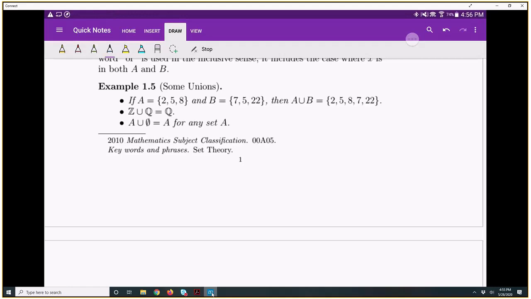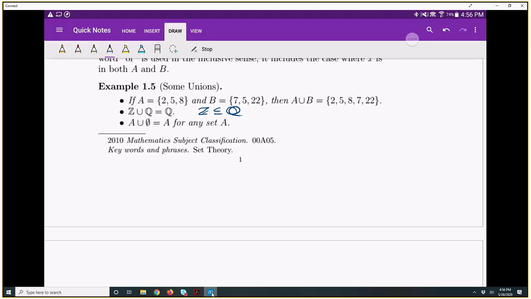Okay, an important example, again, we know that the integers are a subset of the rationals, so if we take the union of the integers with the rationals, we just get the rationals. That is to say that including the integers along with the rationals doesn't give us anything more. They were already there to start with.